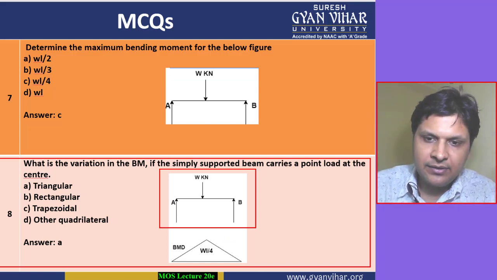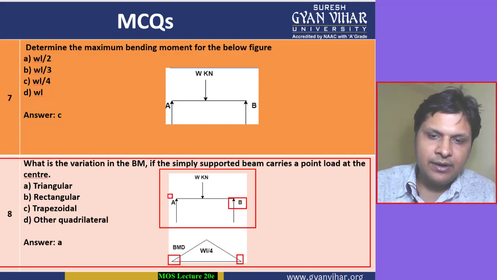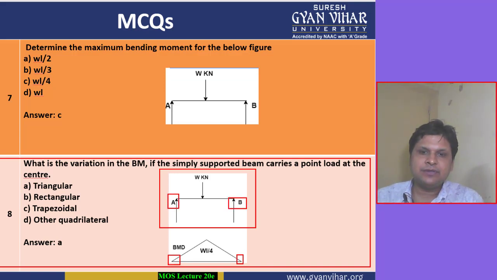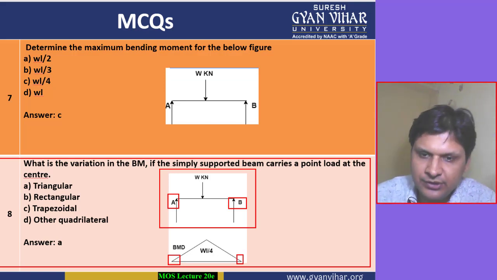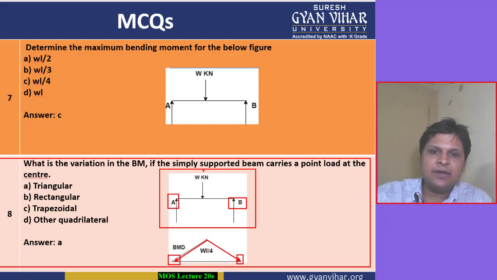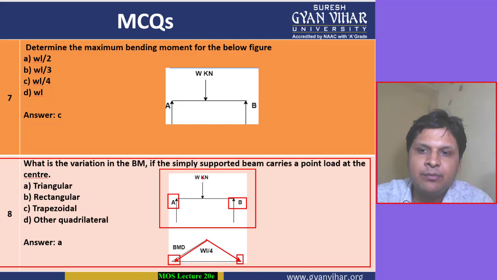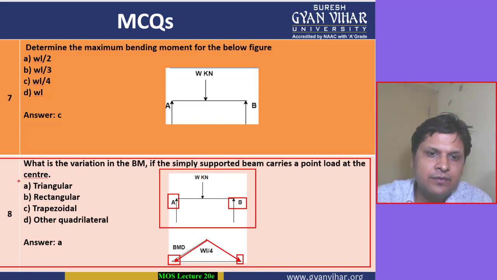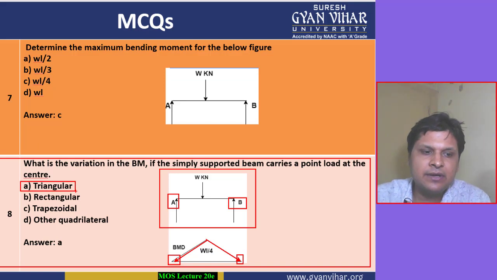We all know that whenever there is a point load, you will get an inclined line at B and at A. Wherever there is a support, the bending moment value is generally equal to 0, and where there is load you will get the maximum value. So you just draw a line from here to here. Basically it represents a triangle. Therefore the variation of bending moment in a simply supported beam with a point load is generally of triangular shape. So option A is the correct option.